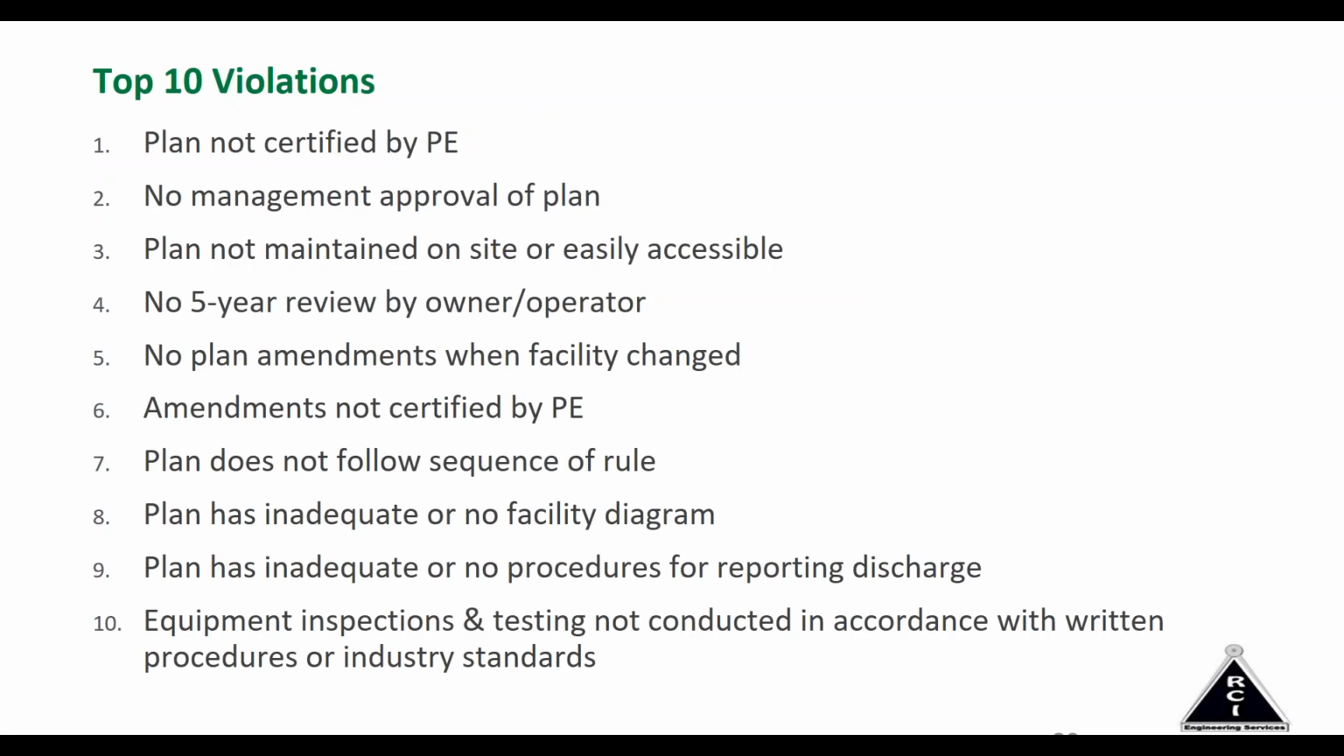Some of the violations that we see, and we call these the top 10 violations. We really don't know if they're the top 10, but they're ones we see a lot. And a lot of them are very simple. The plan wasn't certified. Somebody reprinted the plan, but it didn't have a PE signature, or it didn't have the manager's approval or signature in it somewhere. That's a common violation.